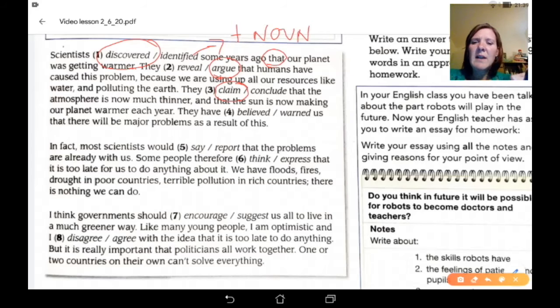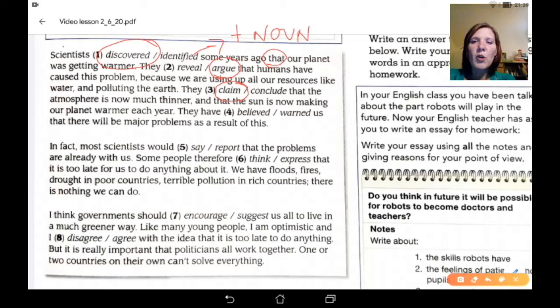So actually the purpose of this exercise, I guess, is to introduce some more interesting verbs that you can use rather than saying always they say, they write. You have here they argue in number 2. Number 3, they claim that the atmosphere.